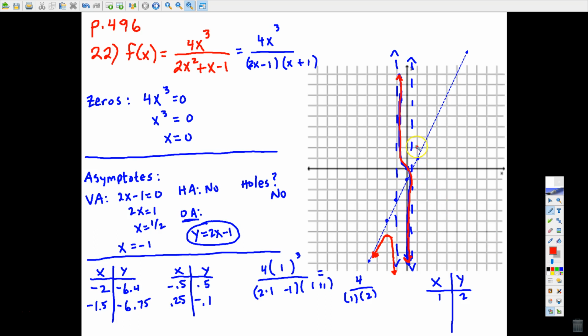1, 2. All right, and I know that that's going to be the very bottom. I'm not going to bother with picking a number in between, because this is pretty much a rough sketch. That point is already pretty close to this vertical and this oblique. So that's going to be the rest of the graph. Okay, so that is your complete answer for number 22.